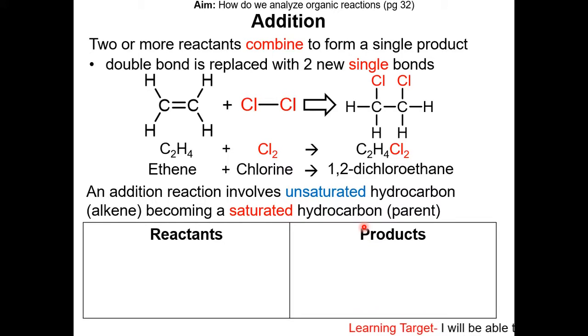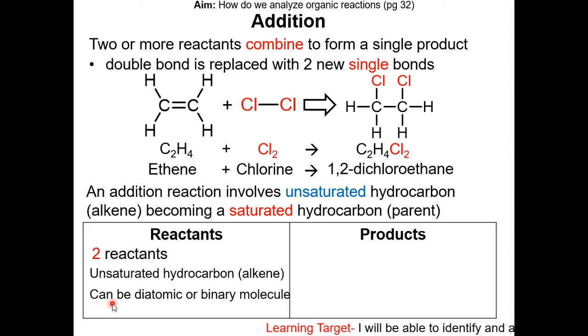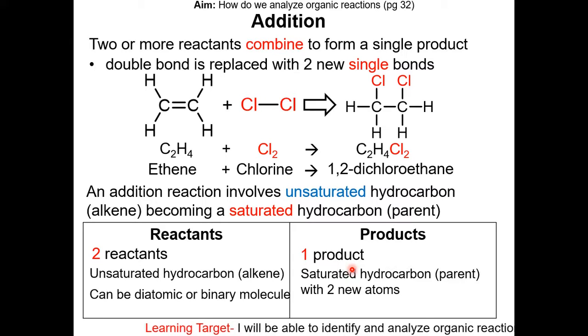Let's analyze and compare the reactants and the products. There are 2 reactants. One is an unsaturated hydrocarbon, an alkene. The other reactant can be a diatomic or binary molecule. Let's look at the products. There's only one product in an addition reaction. It is a saturated hydrocarbon parent chain with 2 new atoms.